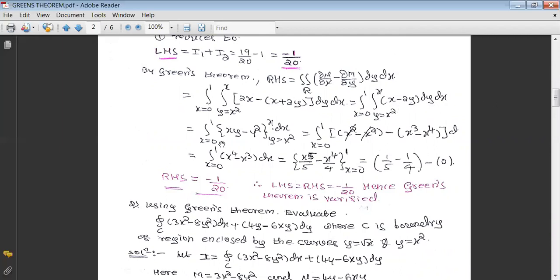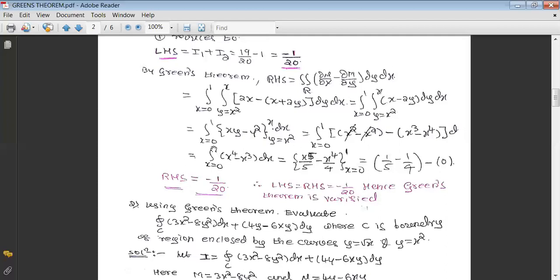First, let us integrate with respect to y. We will get xy minus y square. Taking the limit y equal to x square to x, first take the upper limit, that is x into x, that is x square, minus x into x, that is x square. Now for the lower limit, y equals x square: x square into x becomes x cube, minus x square square, that becomes x raised to 4, into dx.